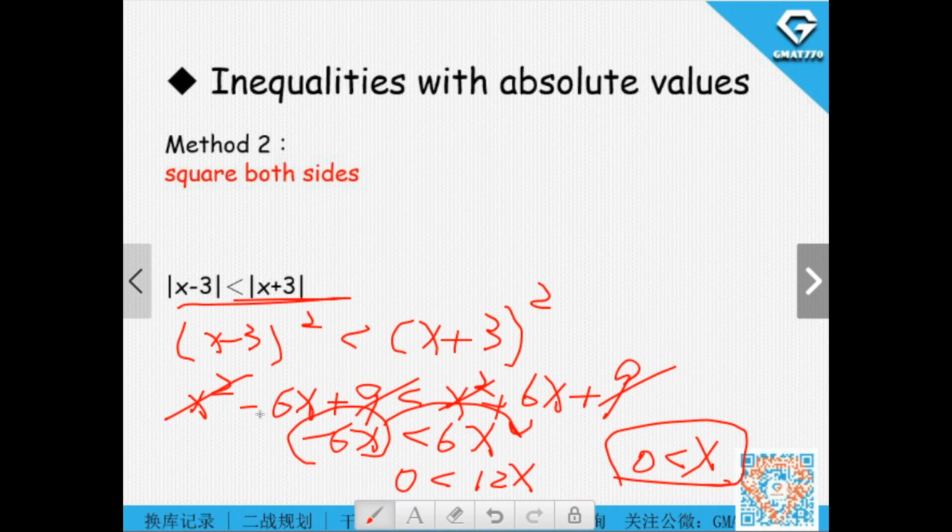Please remember that when you want to use method 2, square both sides, to solve inequalities with absolute values, you must have absolute values on both sides of the inequalities. If only one side has absolute values, don't use this method, since squaring both sides might change the range of the value of x.